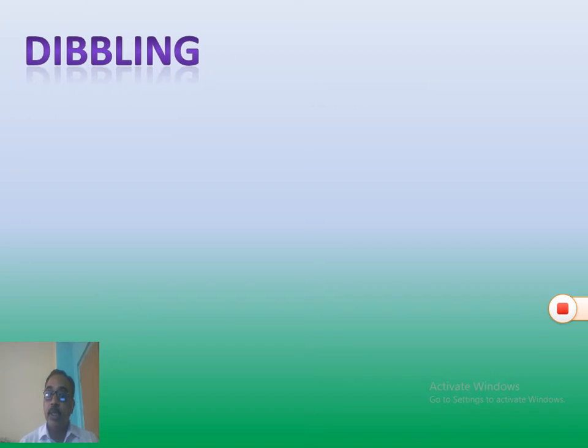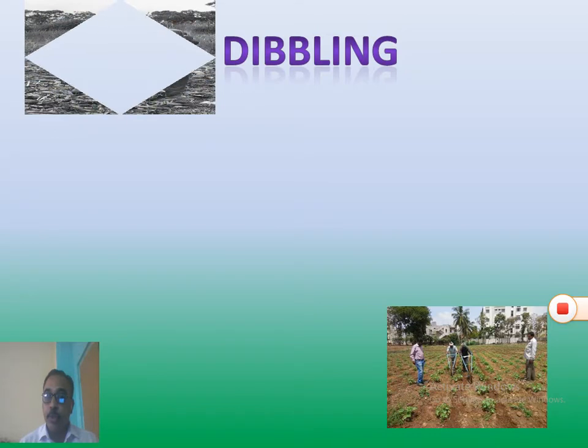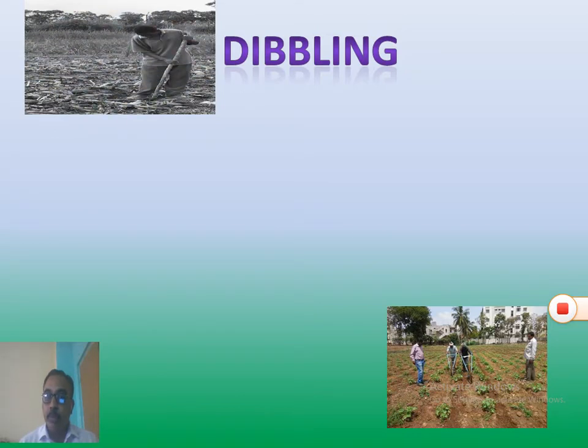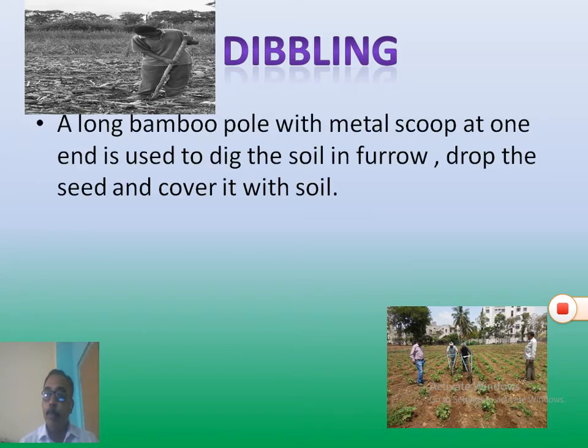Next method is dibbling. Now what is the dibbling method? If you check these 2 pictures over here, in the dibbling method, there is a rod with something underneath the rod. That is what we call a dibbler. That is an instrument. It's a long bamboo pole with a metal scoop at one end, used to dig the soil in the furrow. The furrow is made and there's a metal scoop. The hole is dug, the seed is dropped, and then we cover it with the soil.